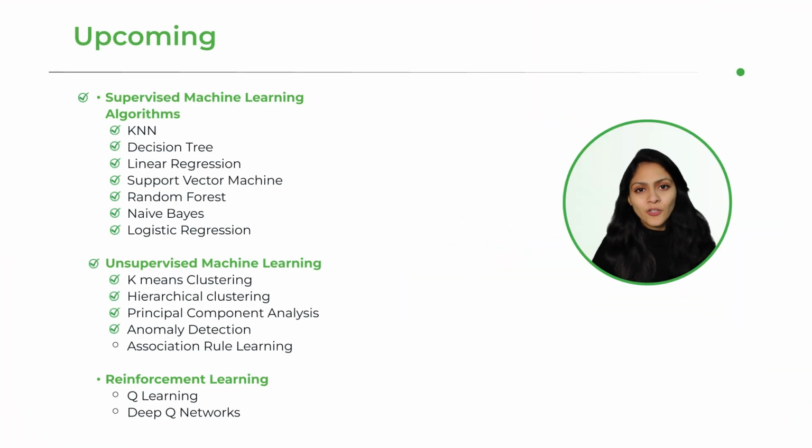So that was it for this video. We have already covered the supervised machine learning algorithm part, in which we covered KNN, decision tree, linear regression, support vector machine, random forest, naive Bayes, and logistic regression. And in the unsupervised machine learning part, we have covered k-means clustering, hierarchical clustering, principal component analysis, and anomaly detection in this video. Next we are going to cover association rule learning.